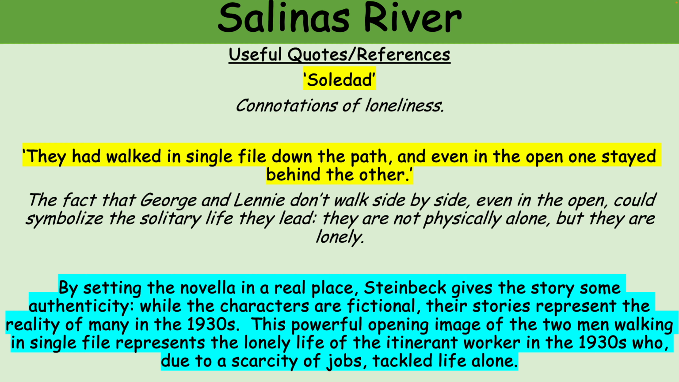And the first time we see George and Lennie, they are described as walking in single file down the path, and even in the open, one stayed behind the other. That's interesting. Imagine that, right? Walking in an open field, and you and your friend are still walking, one in front of the other. So the fact that they don't walk side by side, even in the open, might symbolize the solitary life that they lead. They're not physically alone, but they are lonely.